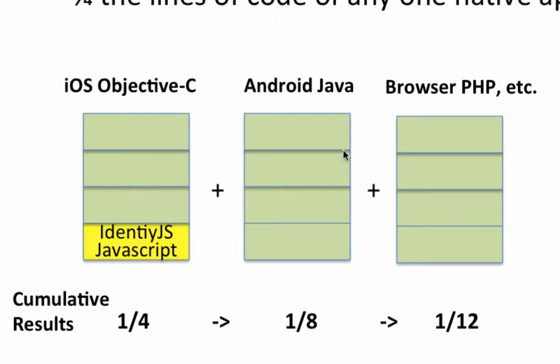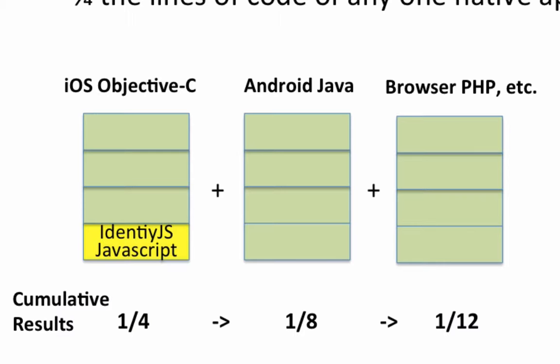Therefore, I actually have 1/8. If I look at the amount of yellow space here, it's 1/8 of the total. And then lastly, because I needed to support browser as well, if I took the total amount of code, all 3 stacks, IdentityJS is 1/12 of the total. So it's actually a factor of 12 better. I actually rounded down to a factor of 10 just to be convenient and conservative. And that's how I get a factor of 10.